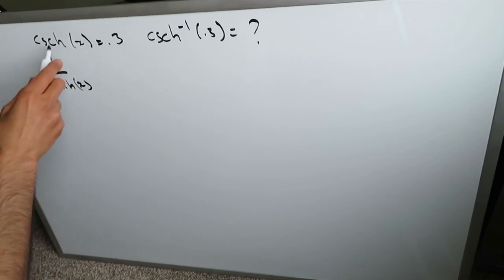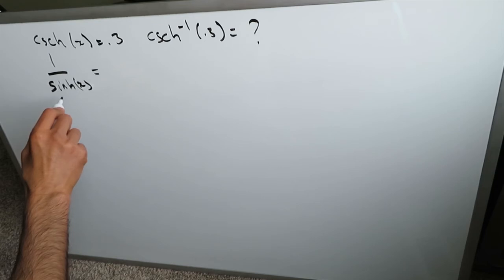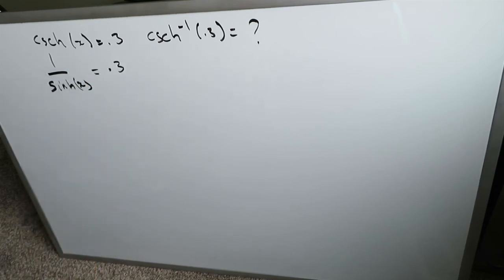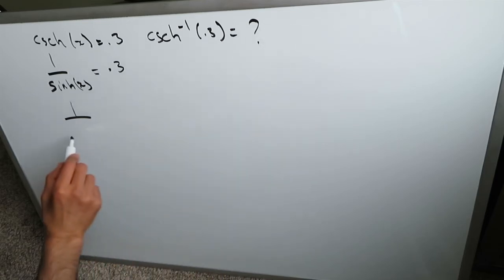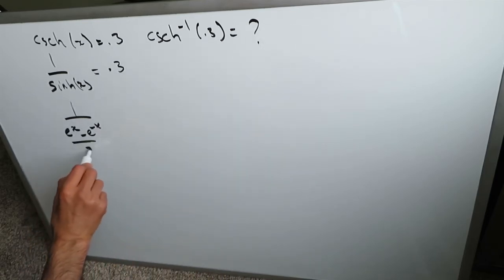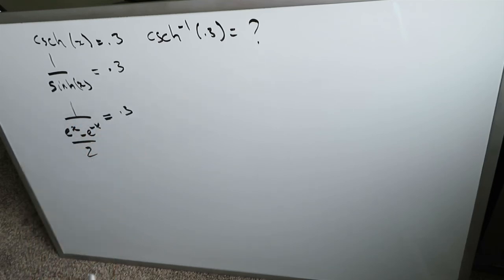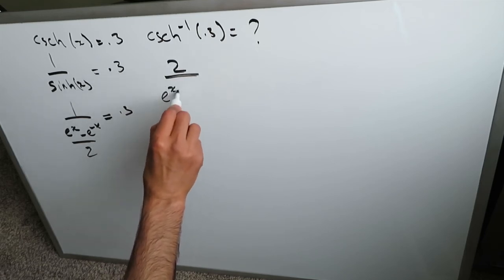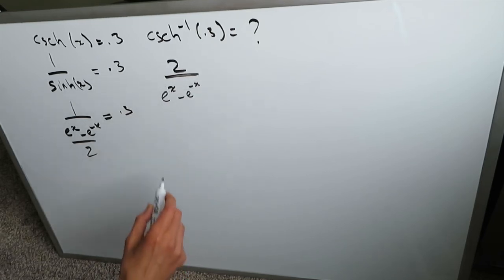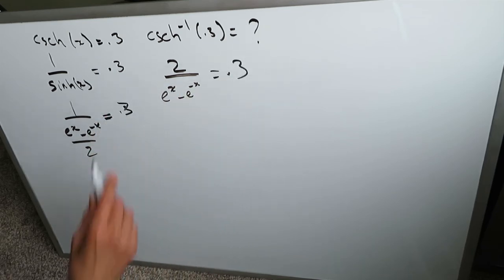Look over here, convert this into the reciprocal function, the identity function, and make it equal to 0.3. You know what the sinh x is equal to? Sinh x is (e to the x minus e to the minus x) over 2. All of this in the reciprocal format is equal to 0.3. You have to flip this part around. You get 2 over (e to the x minus e to the minus x), is equal to 0.3.